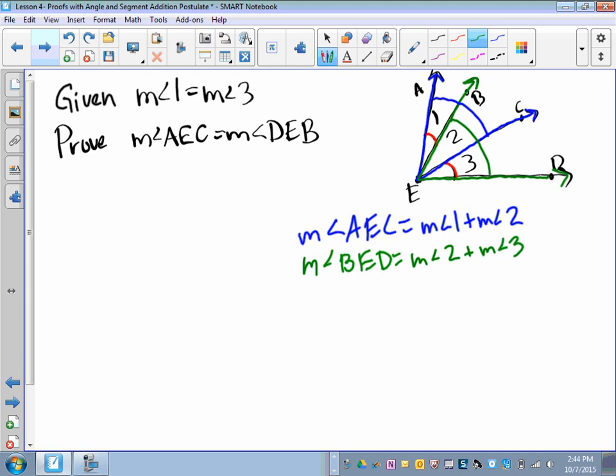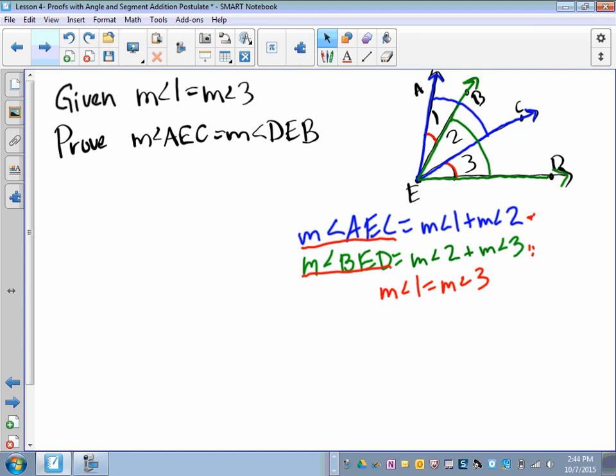And they told me that the measure of angle 1 is equal to the measure of angle 3. And they want us to show that these two are equal. Do you have an idea of what we could do with this? Yeah, it's going to be basically the same idea we did last time, where we can just substitute 3 for 1, and then it's exactly the same. Okay? So we'll go through this a little bit quicker, since we already have the idea of what we want to do here.